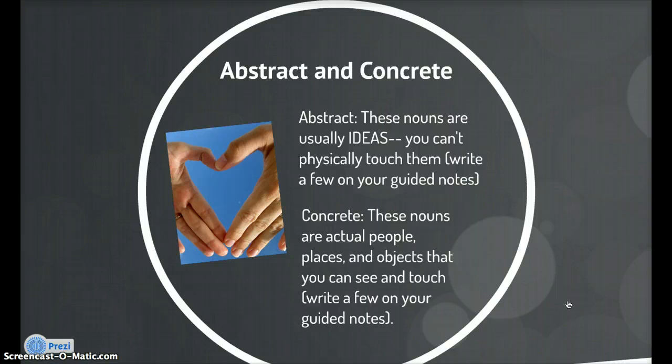There's 2 other types of nouns called abstract nouns and concrete nouns. Abstract nouns are usually ideas. These are things that you cannot physically touch. If you look at your guided notes, there's a section for you to write a few things about abstract nouns.